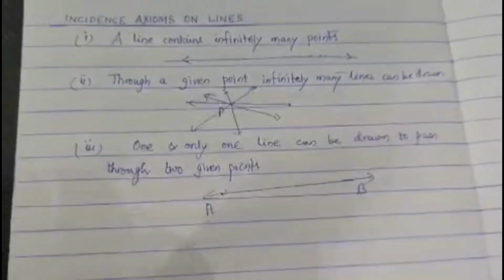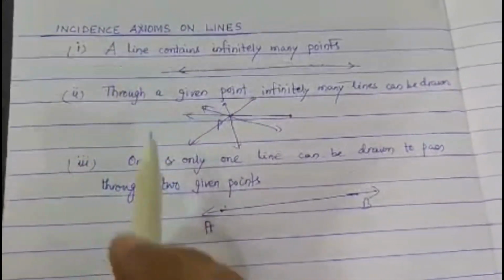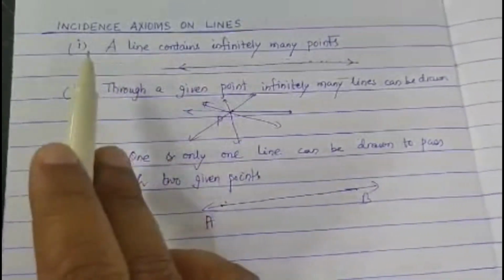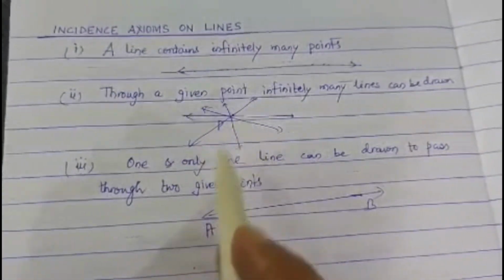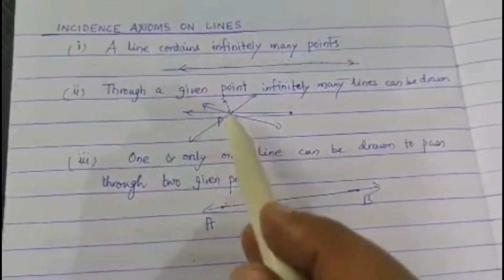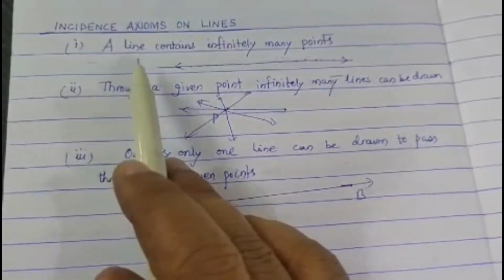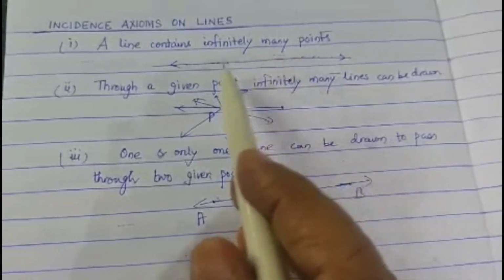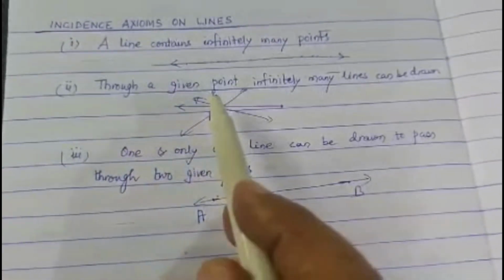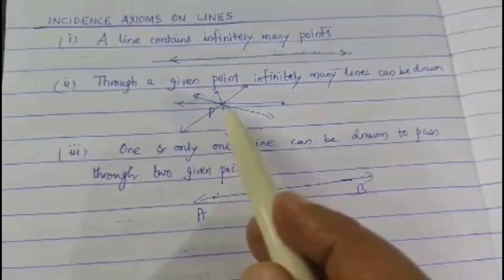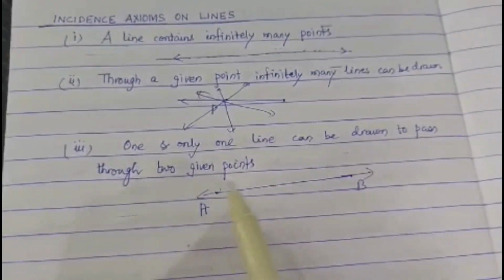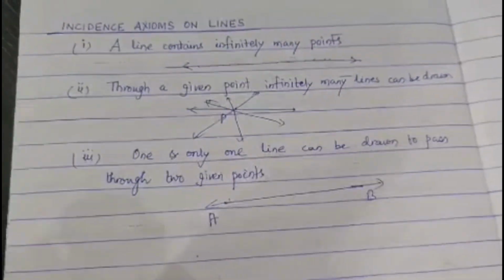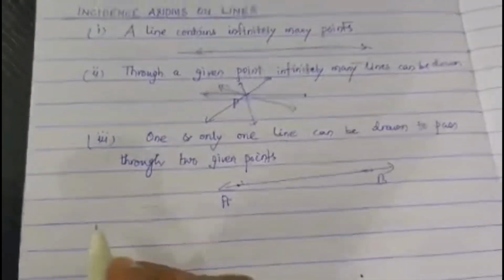So this is the third axiom of the incidence axioms on lines, and they are called the incidence axioms on lines because they are based on incidence like this. So the first one is a line contains infinitely many points. Through a given point infinitely many lines can be drawn. And the third one is one and only one line can be drawn to pass through 2 given points. That is a unique line. Okay.